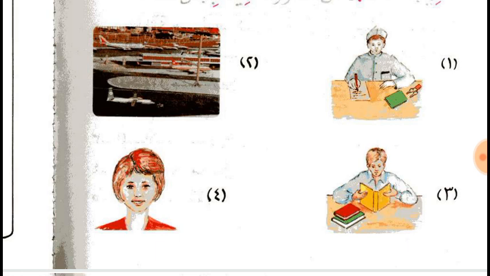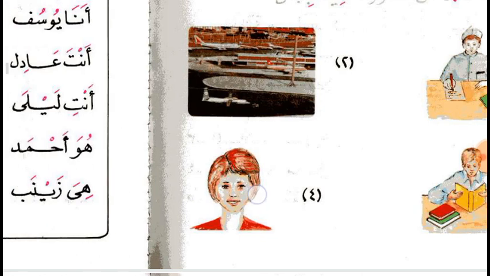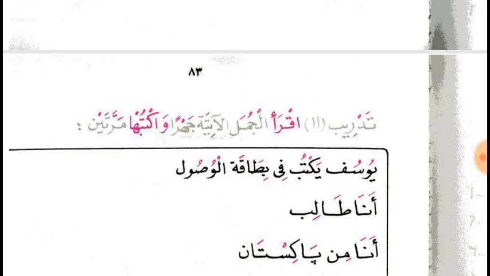Yadhak. Sorry. The girl, what is girl? Albint, we can say, or Zainab. Yadhaku, ya is for males only. Zainab Tadhaku. Zainab is laughing.